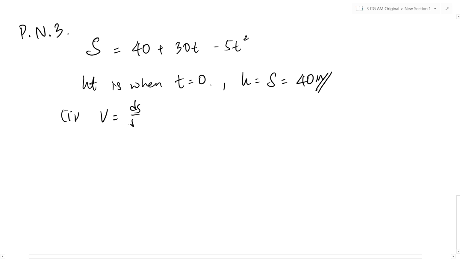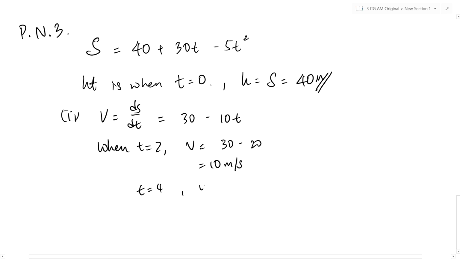v = ds/dt = 30 - 10t. When time equals 2, v is 30 - 20, which is 10 meters per second. When t equals 4, velocity is 30 - 10 times 4, negative 10 meters per second.